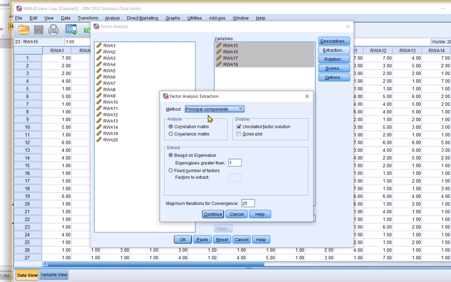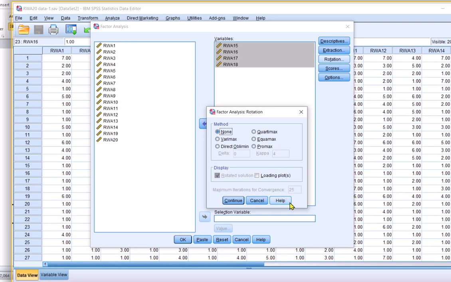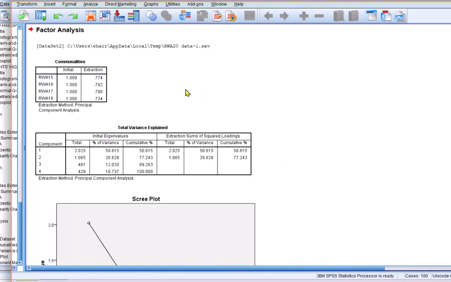But for right now, we're going to stick with principal components because that's the one that I did by hand. Let's take a look at the scree plot. So check scree plot, hit continue, and then click the rotation button. You can see that none of them are selected. And that's fine for right now because I just want to check to see if my raw factor loadings are the same as what I calculated by hand. So we're not actually going to rotate the data here. We're just going to run a principal component analysis in its so-called vanilla version. So we run that, and here are the extractions.